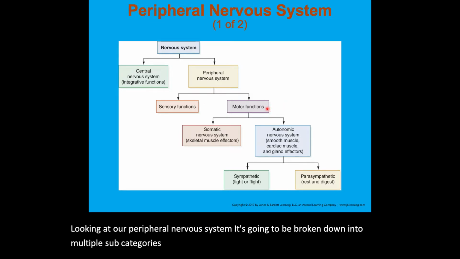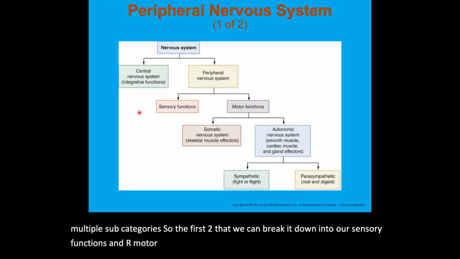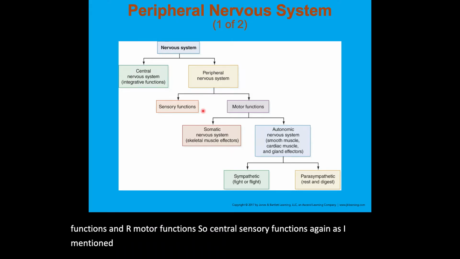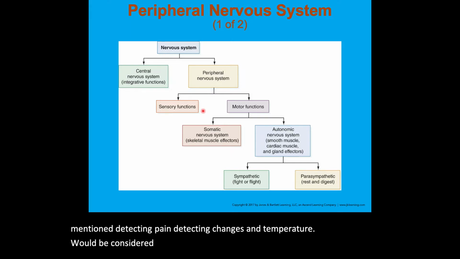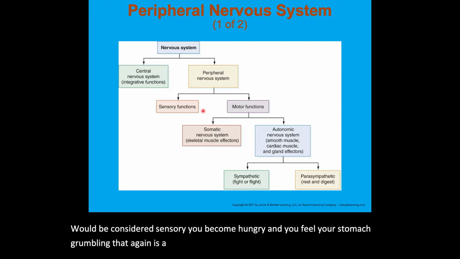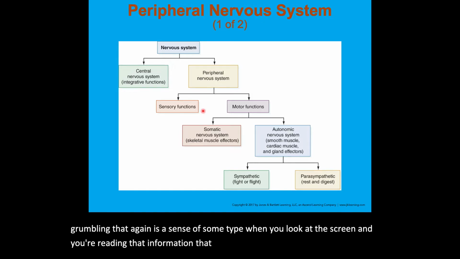So the first two that we can break it down into are sensory functions and our motor functions. So sensory functions, again, as I mentioned, detecting pain, detecting changes in temperature, those would be considered sensory. You become hungry and you feel your stomach grumbling. That, again, is a sense of some type. When you look at the screen and you're reading that information, that's sensory. You listen to my voice and you hear my voice, that's sensory as well.